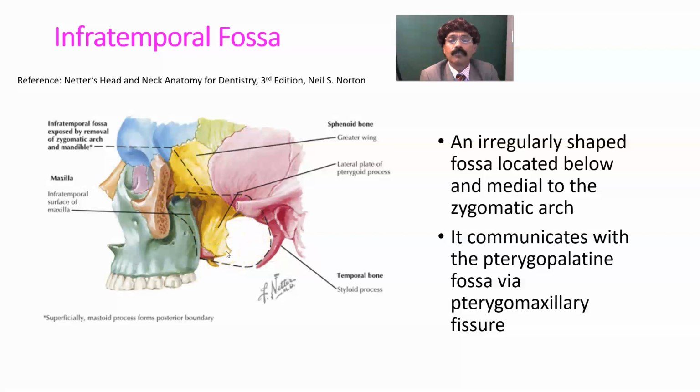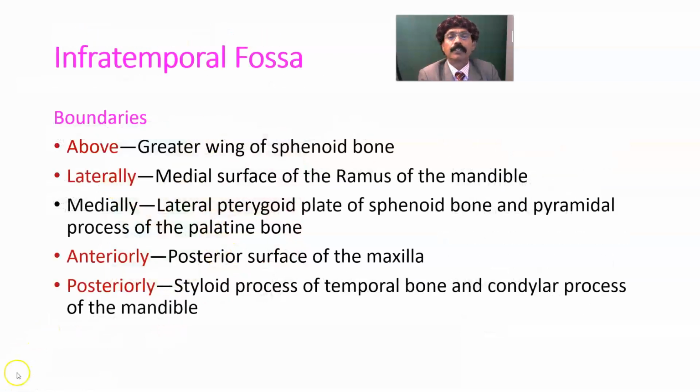Its floor, there is no bony floor, but we'll get the medial pterygoid muscle in the floor area. So we got the infratemporal fossa and its boundary. Let's go there. So here again, boundaries: above, greater wing of the sphenoid bone; laterally, medial surface of the ramus of the mandible; medially, by the lateral pterygoid plate of the sphenoid bone and pyramidal process of the palatine bone; anteriorly, posterior surface of the maxilla; posteriorly, styloid process of temporal bone and condylar process of the mandible.